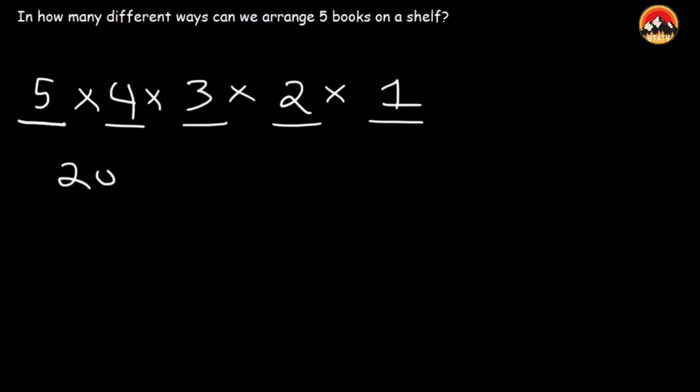5 times 4 is 20. 3 times 2 is 6. 2 times 6 is 12, 20 times 6 is 120.